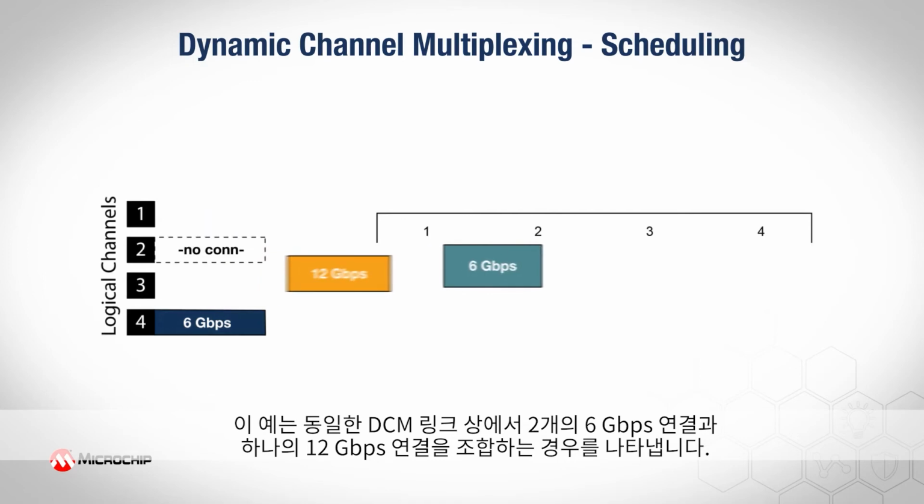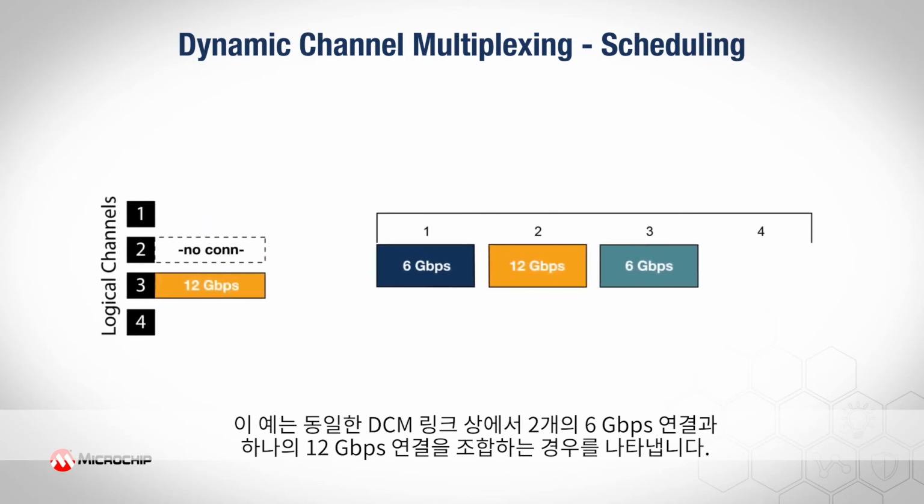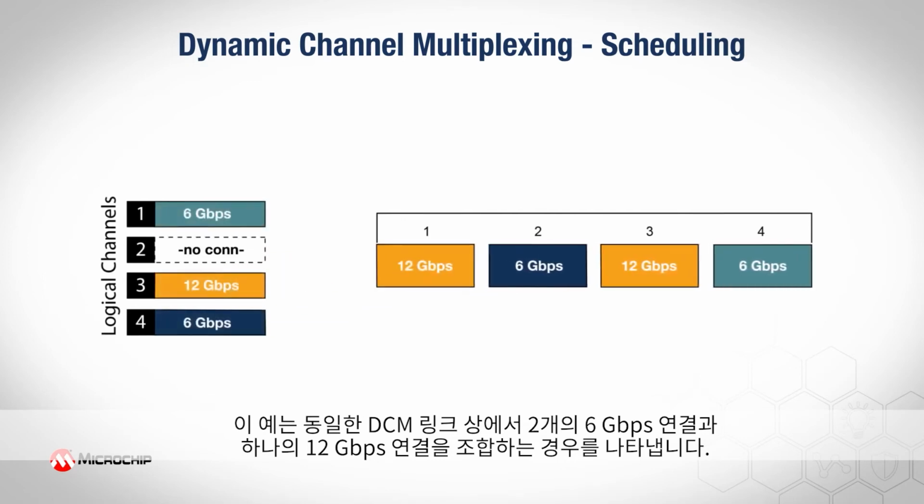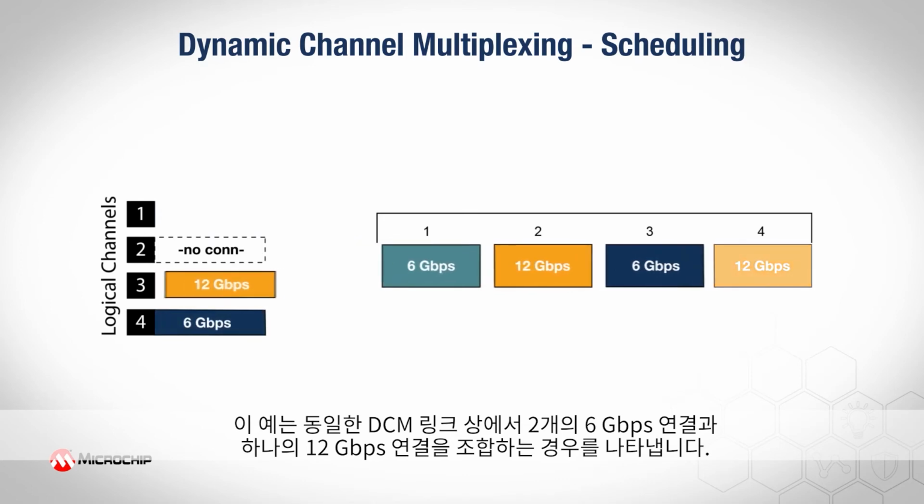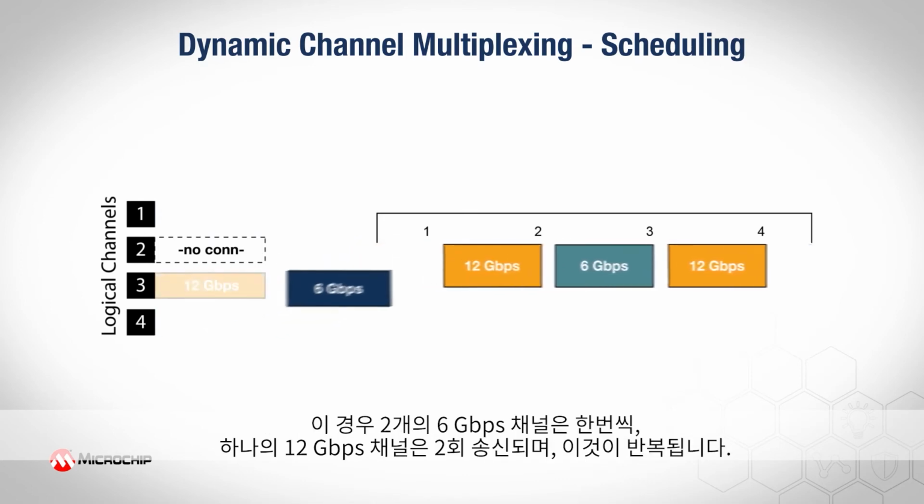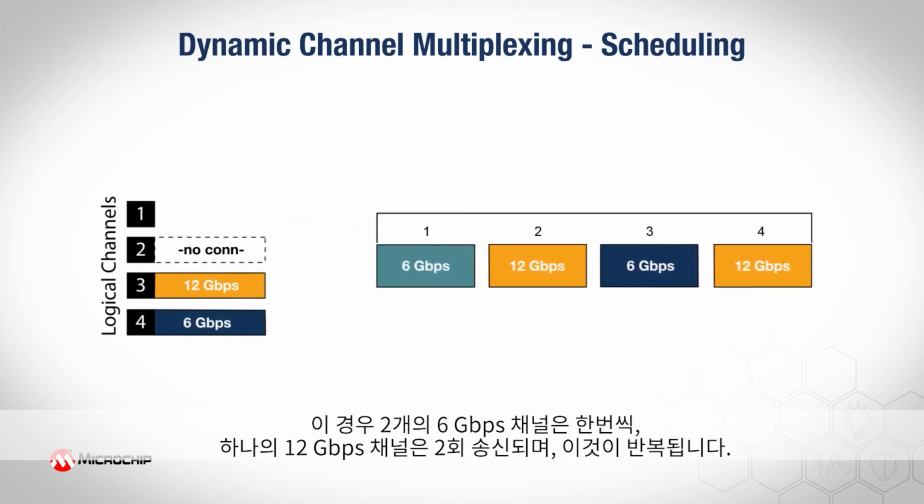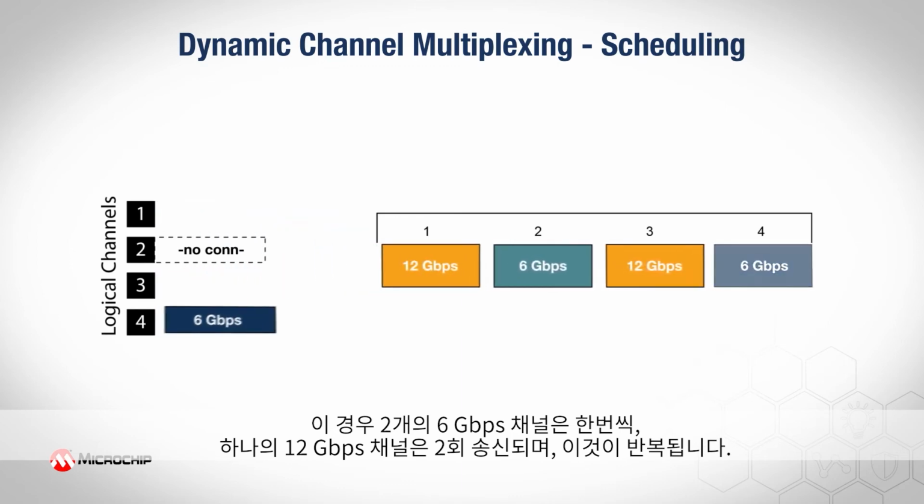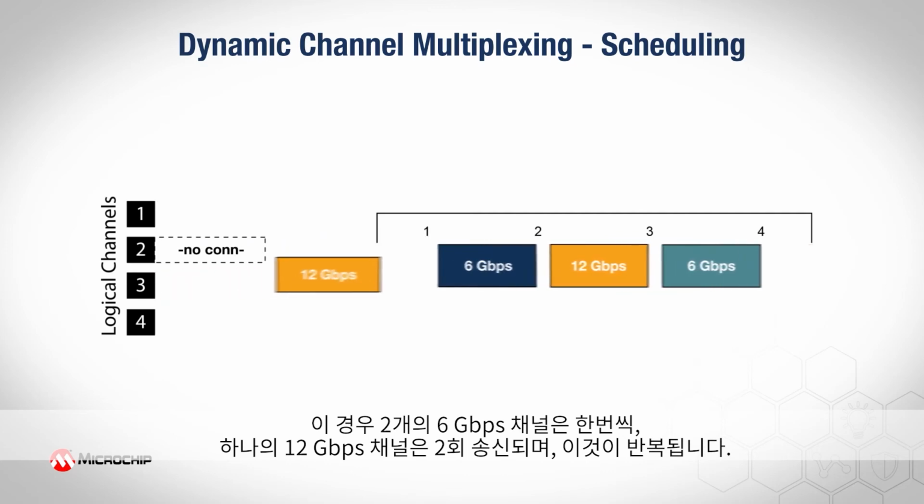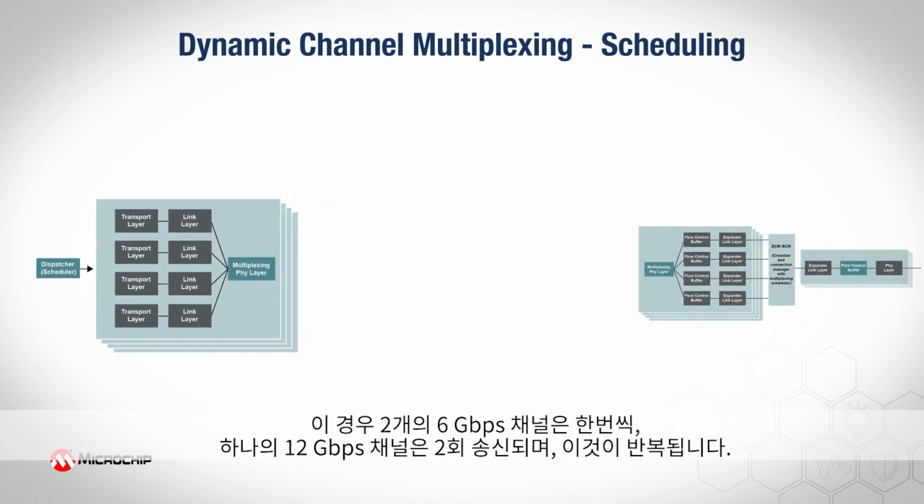This example shows 2 6 gigabit per second connections combined with one 12 gigabit per second connection on the same DCM link. So in this case, while the 6 gigabit per second channels are transmitted once, the 12 gigabit per second channel is transmitted twice before the sequence repeats.